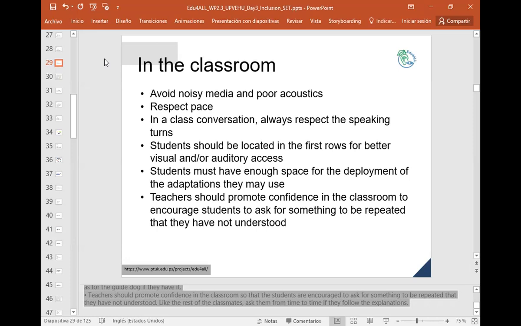Teachers should promote confidence in the classroom so that the students are encouraged to ask for something to be repeated that they have not understood. Like the rest of the classmates, ask them from time to time if they follow the explanations.